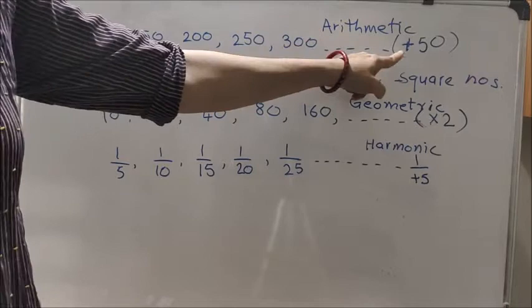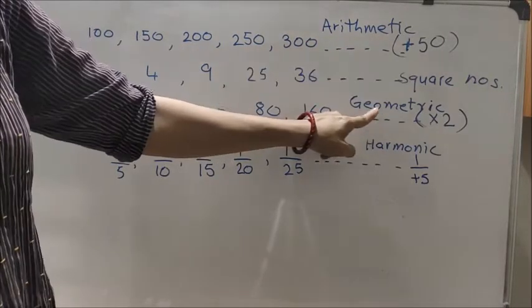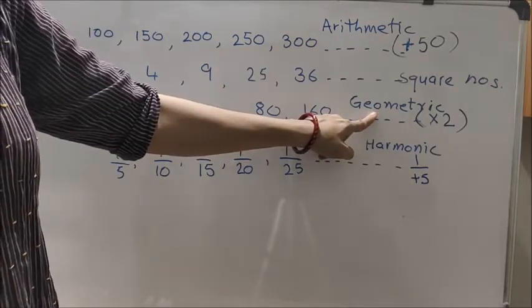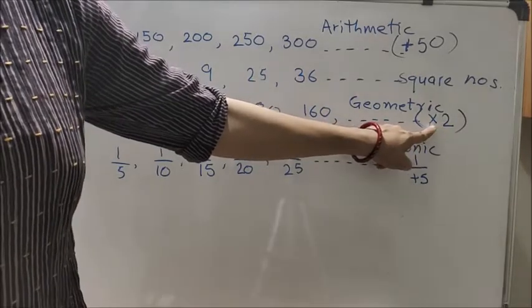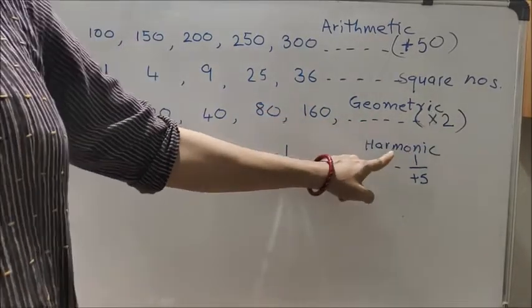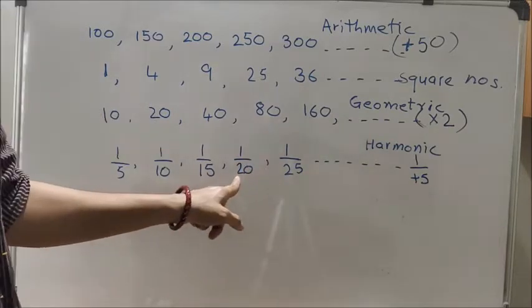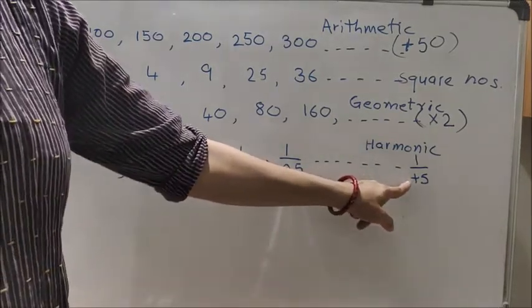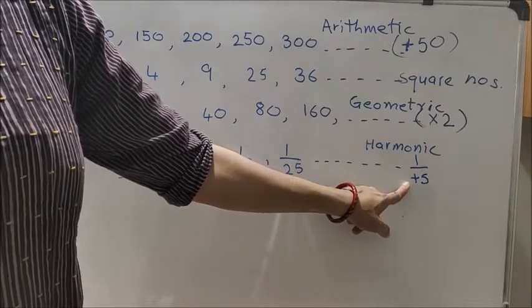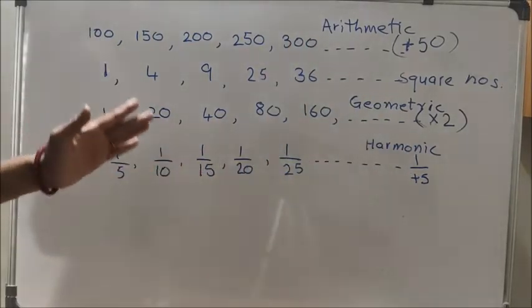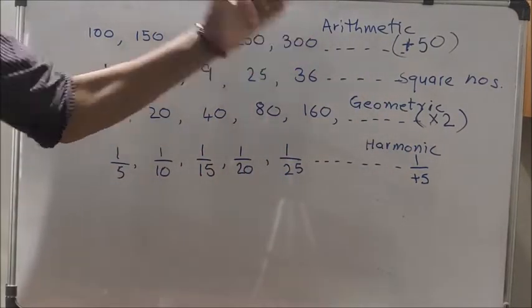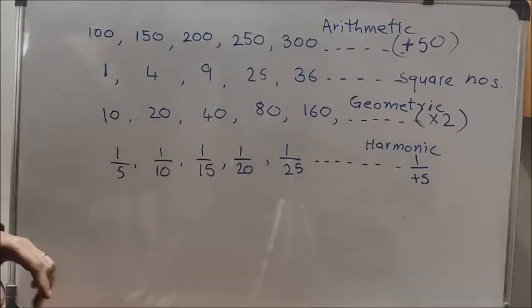So we can see there are three types of progressions. Arithmetic progression, in which a particular number is added. Geometric progression, in which a particular number is multiplied. And harmonic progression, in which the numerator is the same and the denominator is in arithmetic progression. Now we are going to learn arithmetic progression in detail.